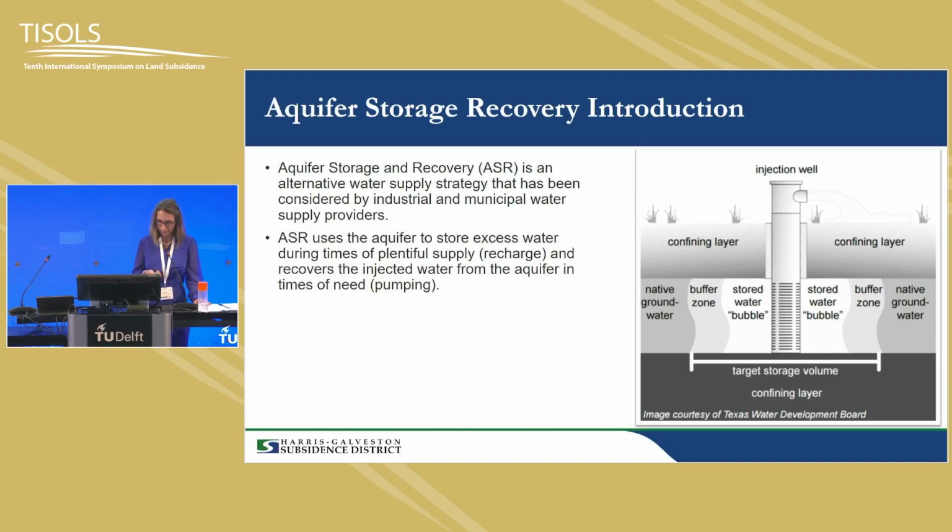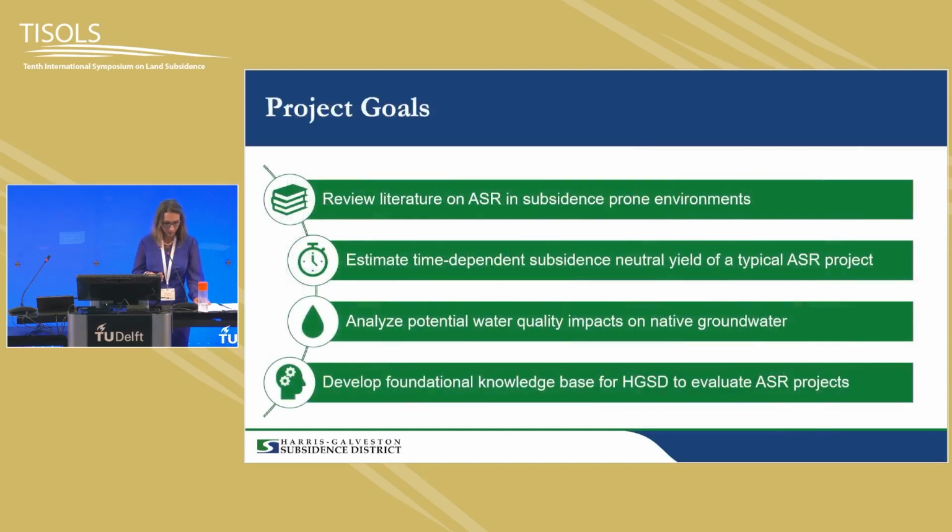So let's review the details for this study. The first objective that we had was to review literature on ASR in subsidence-prone environments. Based on the time that I have for this talk, I'm not going to get into these details, but just know that we looked at 3 valleys in California, Las Vegas, and also Shanghai. And then next, we wanted to estimate the subsidence neutral yield of a typical ASR project as researched from those examples in the first step.